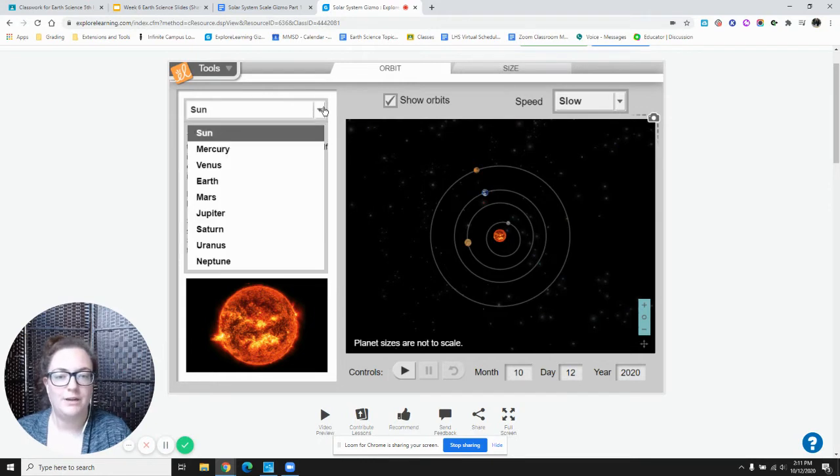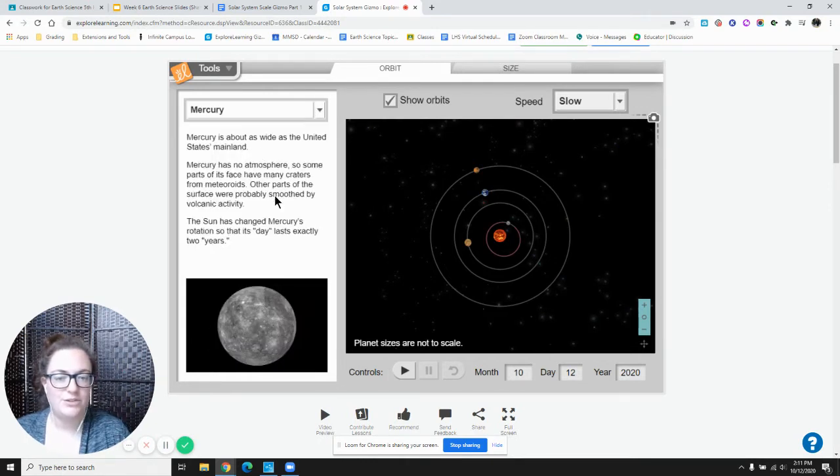All right, so first I'm going to change this to information on Mercury, just so I know what I'm learning about. It's about as wide as the United States mainland, so it's a very tiny planet. When you want to drag an arrow, you go up to the tools bar here, and you drag from the arrow options. So Mercury is the first planet that we're going to explore the year length of. So I now have my arrow pointed at Mercury, right?